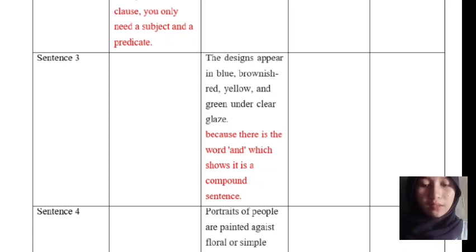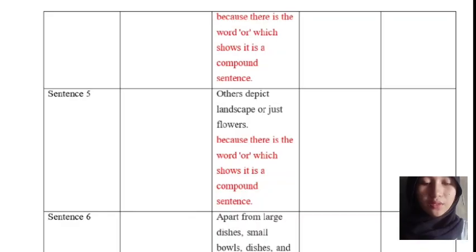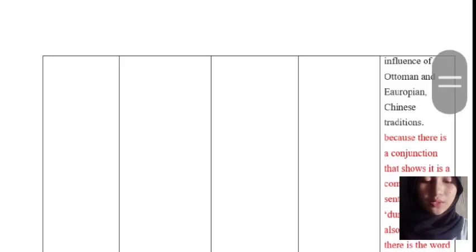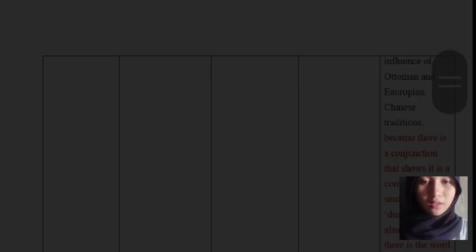Sentence 3, compound sentence, because there is the word "and," which shows it is a compound sentence. Sentence 4, compound sentence, because there is the word "or." Sentence 5, compound sentence, because there is the word "or." Sentence 6, compound sentence, because there is the word "and." Sentence 7, compound complex sentence, because there is a conjunction "during" that shows it is a complex sentence, and also because there is the word "and," which shows it is a compound sentence.